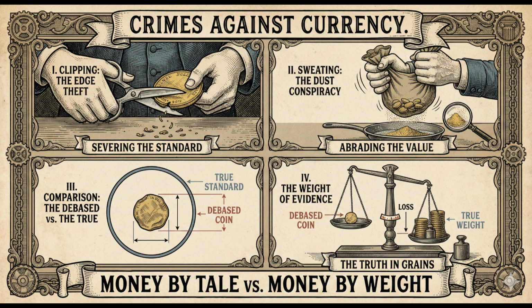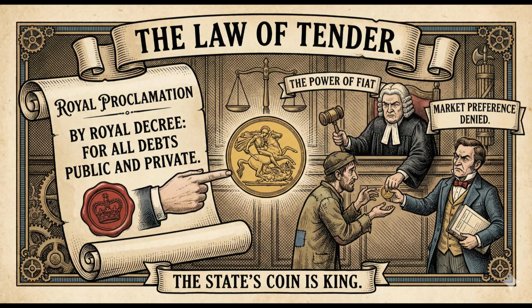4. The development of the modern law of tender. As the chaos of varied nomenclature and fluctuating metal values reached its peak, the modern nation-state was forced to intervene with a revolutionary legal concept: legal tender. Before this period, the acceptance of a gold coin was largely a matter of private agreement between a merchant and a buyer, based on the perceived weight and purity of the metal.